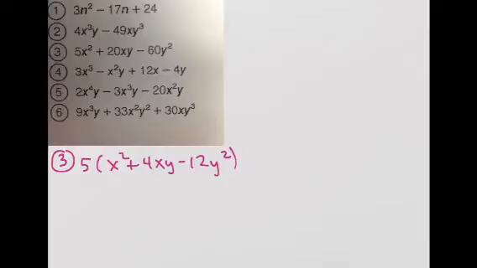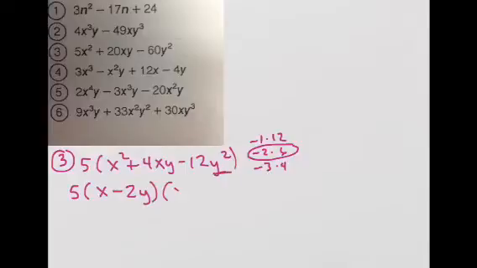So I have negative 1 times 12, negative 2 times 6, and negative 3 times 4. Of these three pairs, this is the one that gives me 4, right, when I combine it. So that just tells me that I'm going to have the factor 5 times x minus 2y. I have to include the y because there's a y squared over here. And then x plus 6y. Okay, and there's the answer.